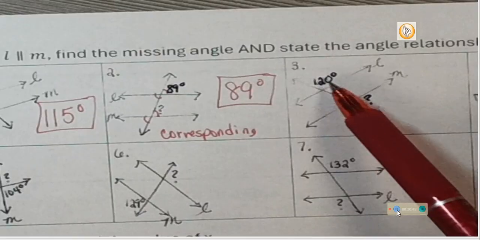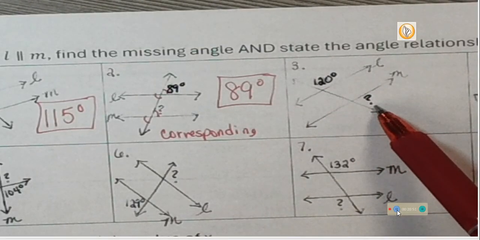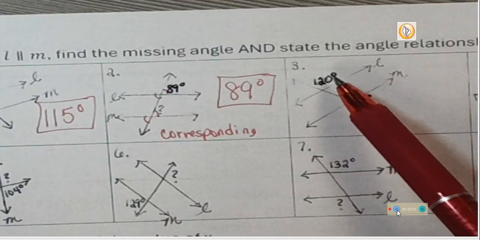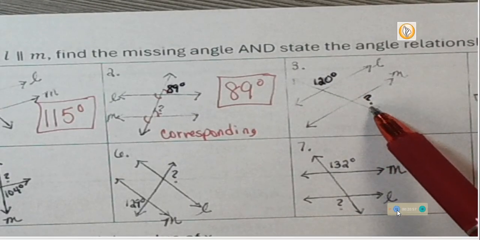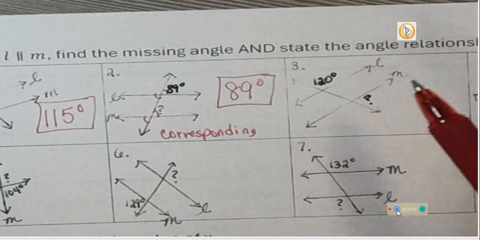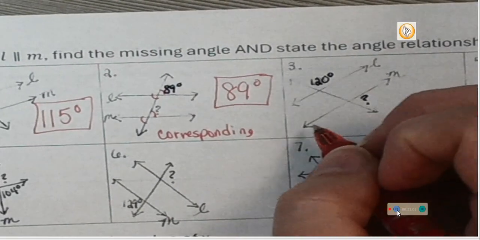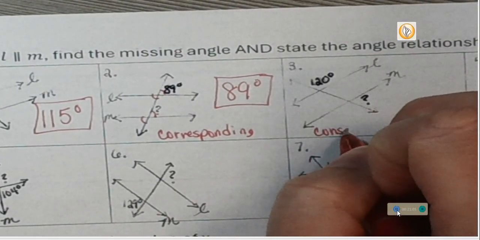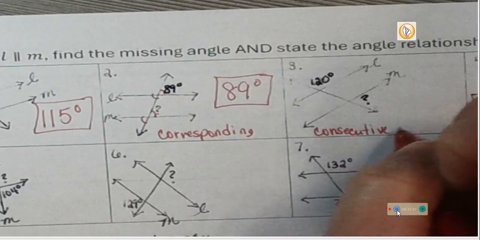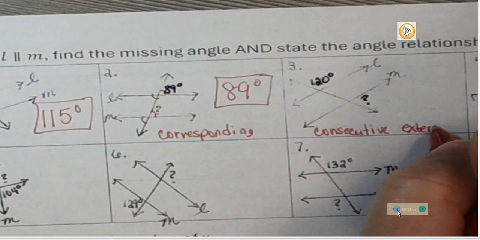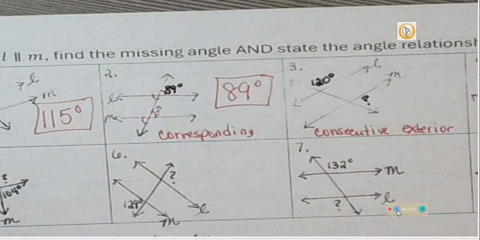Are they in the same spot? This is above the parallel line. This is below the parallel line. So they're not in the same spot. Are they inside or outside? They're outside. So what do you call it when they're outside and on the same side? That would be consecutive exterior. That's right. Now, I want you to know that consecutive exterior would be supplementary.